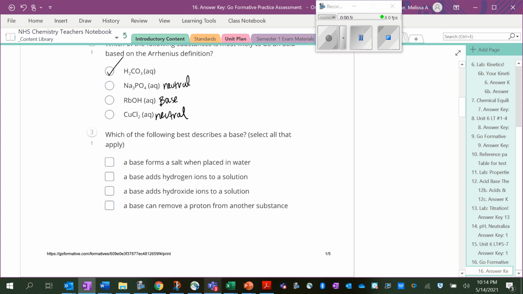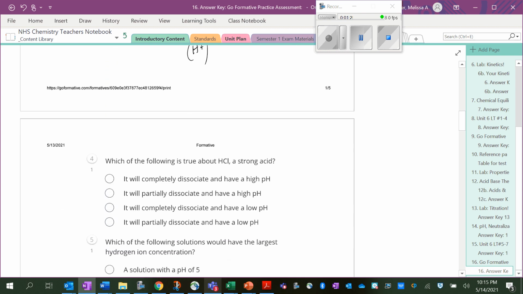Which of the following best describes a base? Select all that apply. A base forms a salt when placed in water. No. A base adds hydrogen ions. No, that's an acid. A base adds hydroxide ions. Yes. A base can rip a hydrogen from another substance. Yes. It's a Bronsted-Lowry base.